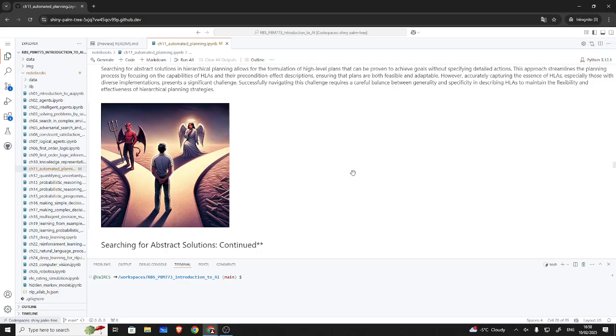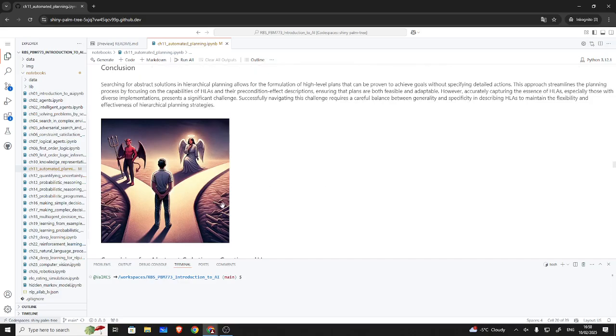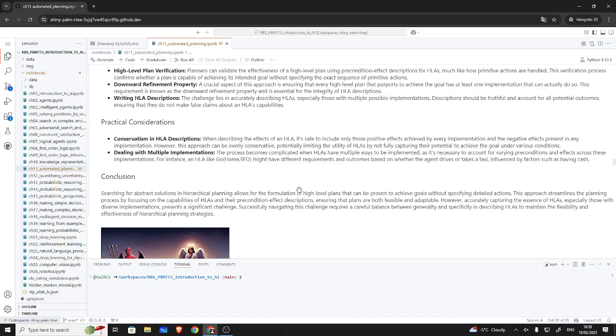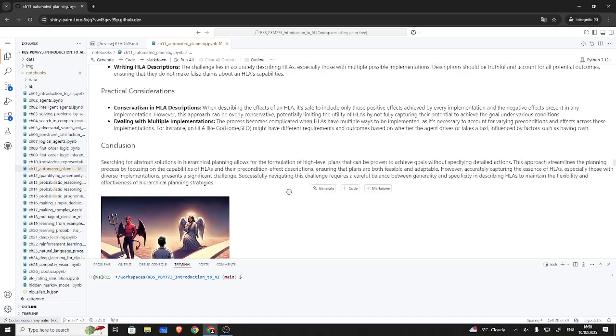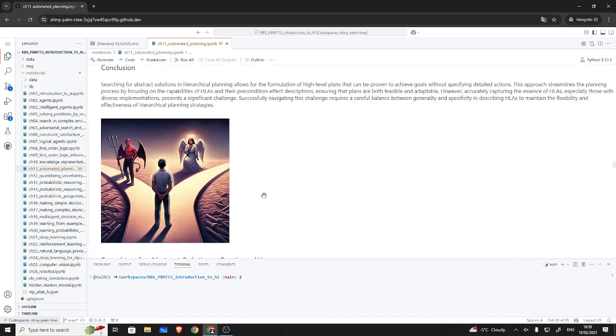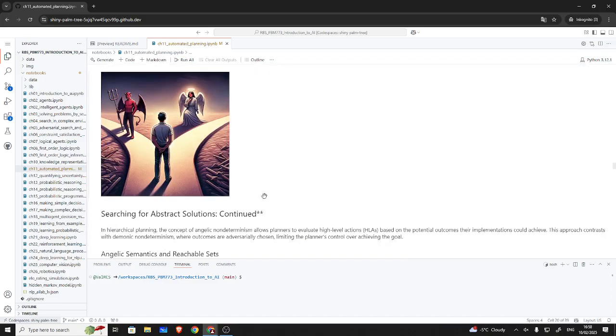I wonder why I made this picture. I'm trying to remember why I did this picture, and what it applies to. So, high-level plans. The challenge is how to determine these high-level plans.